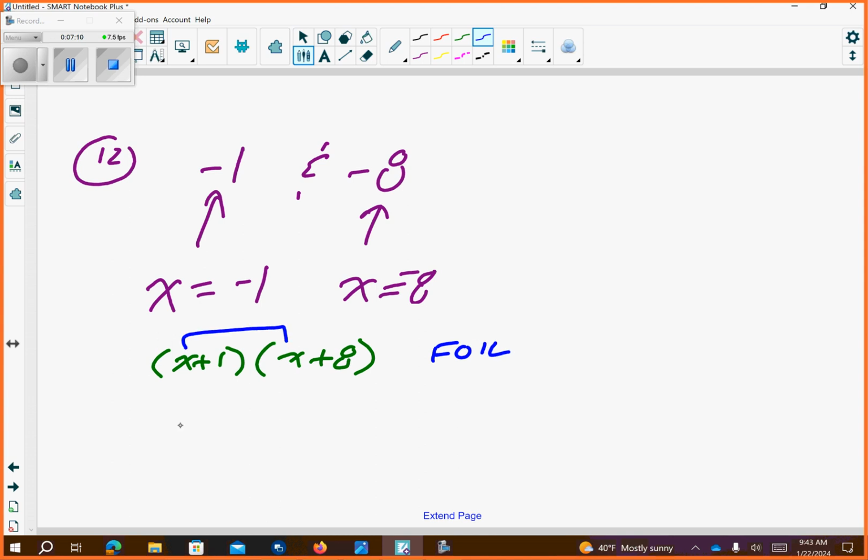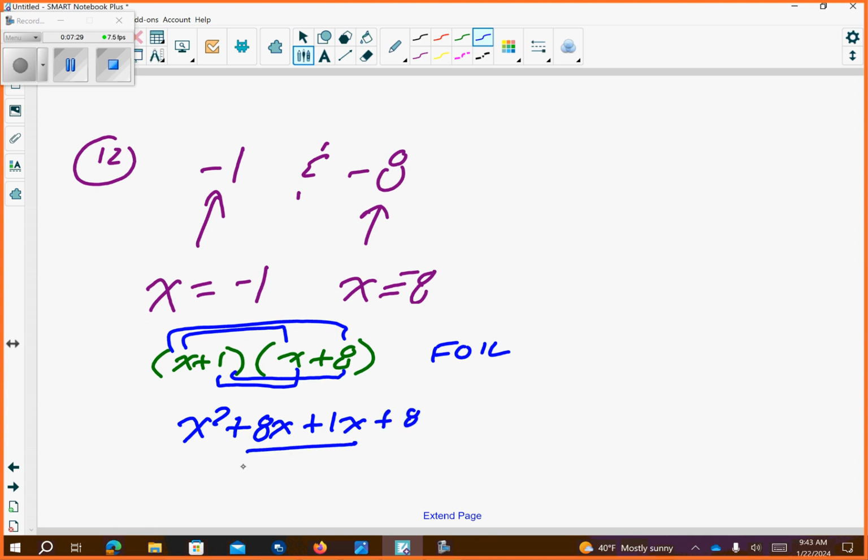So x times x, x squared, x times 8, 8x. Come on, man. That thing's slowing down on me. And then 1 times x. And then 1 times 8. Those are like terms. x squared plus 9x plus 8. And it's done.